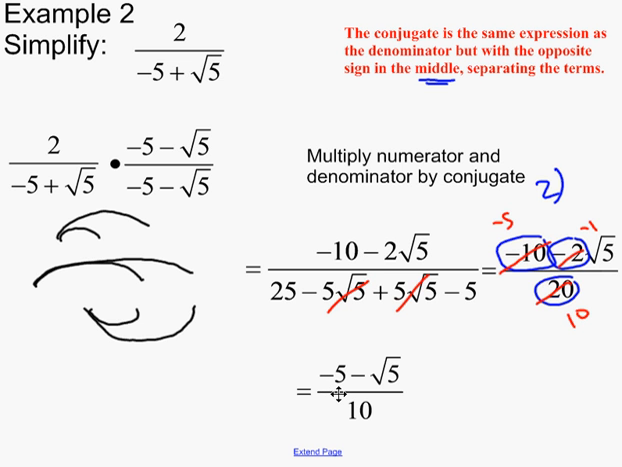Okay, just in case you're wondering, well, can't we simplify -5 over 10 to -1/2? No, not in this case, because this denominator of 10 is being shared by these two terms. So this is the final product.